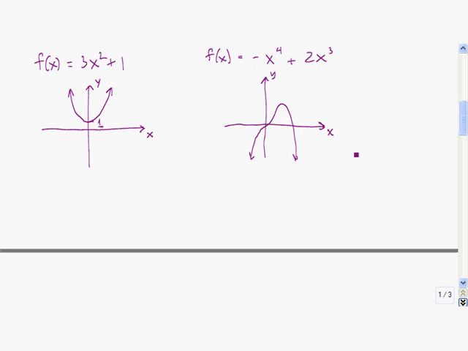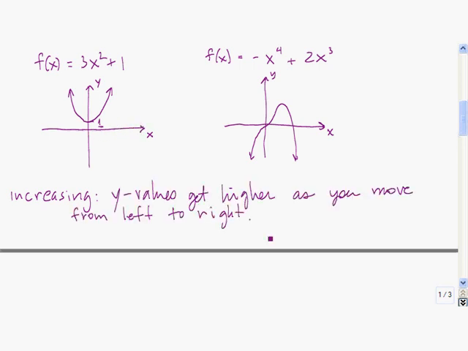Next I'm going to talk about a couple of concepts associated with functions. The first of those is the notion of increasing, decreasing behavior. A function is increasing on intervals where the y values are growing as you move from left to right. Similarly, a function is decreasing if the y values get smaller as you move from left to right.